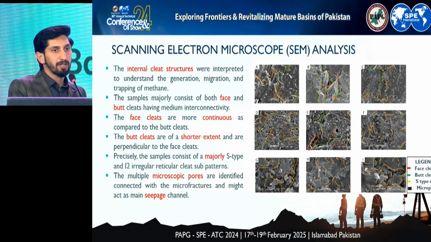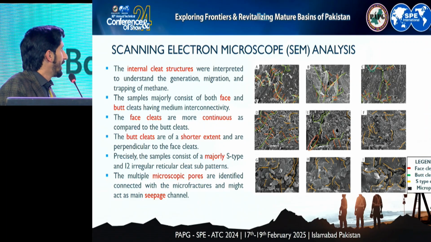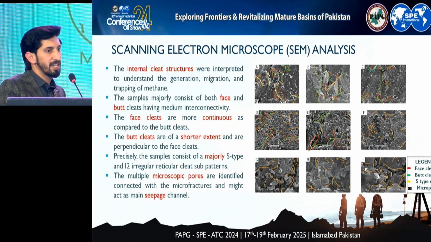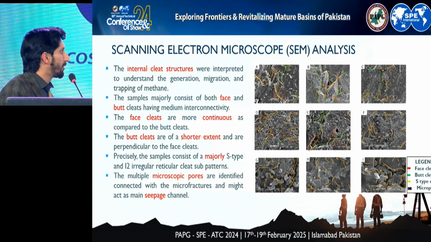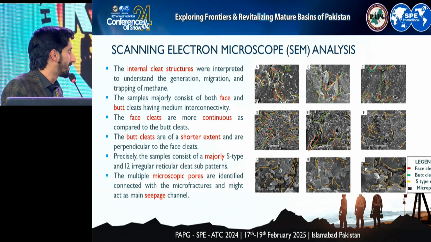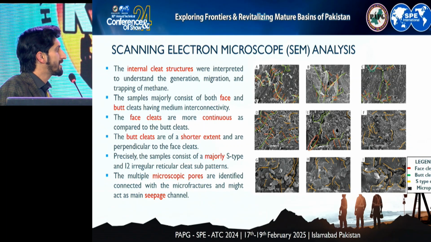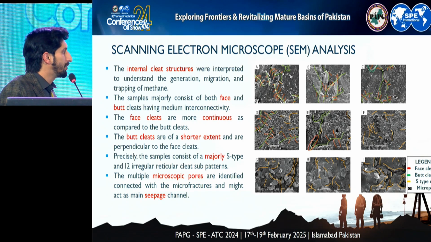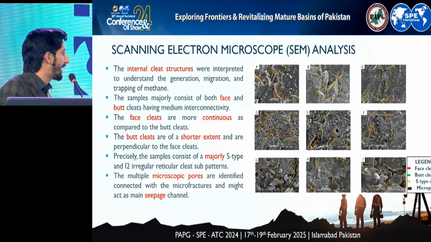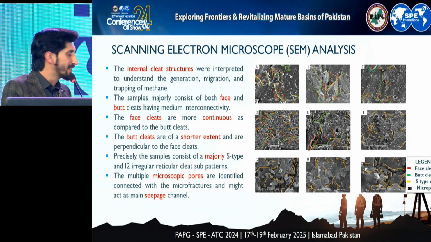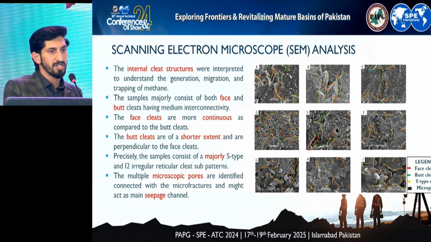From the scanning electron microscope, we found the internal structure of the coal, and the internal structures were interpreted to understand the generation, migration, and trapping of methane. The samples majorly consist of both face cleats and butt cleats, but having medium interconnectivity. The face cleats are more continuous as compared to the butt cleats. The butt cleats are of shorter extent and are perpendicular to the face cleats. Precisely, the samples consist of majorly S-type and I2 irregular reticular cleat subpatterns. The multiple microscopic pores are identified connected with the microfractures and might act as the main seepage channel.